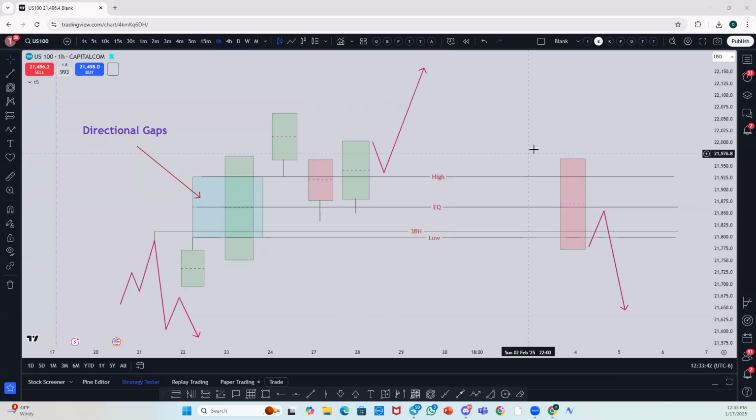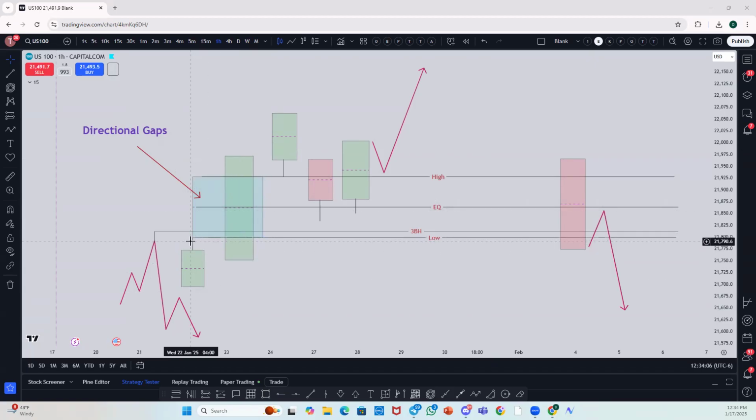All right, everyone. These are directional gaps. These gaps are formed as we take three candle swing highs or three candle swing lows. The candle that pushes above and closes above that three candle swing high, in this case, is going to be our directional gap candidate.